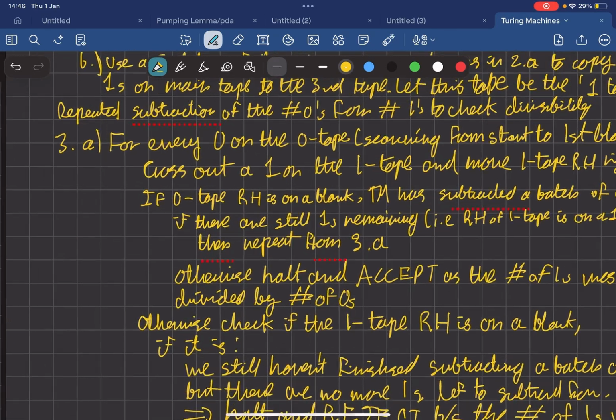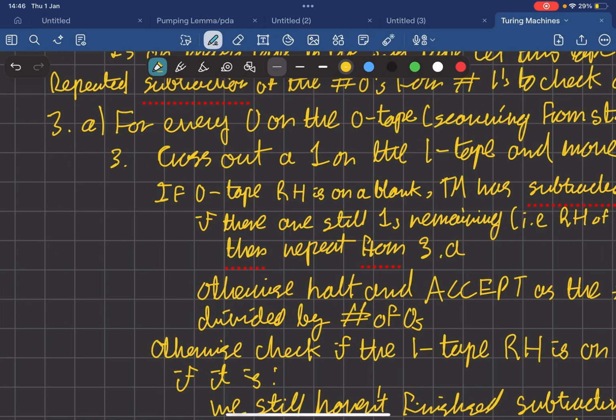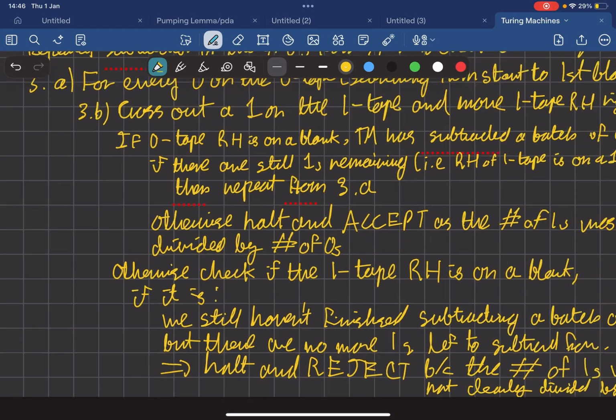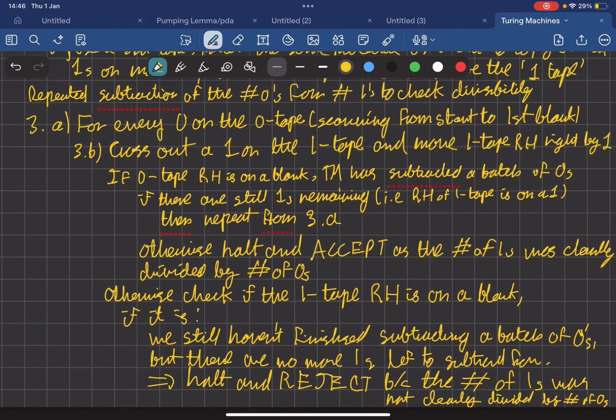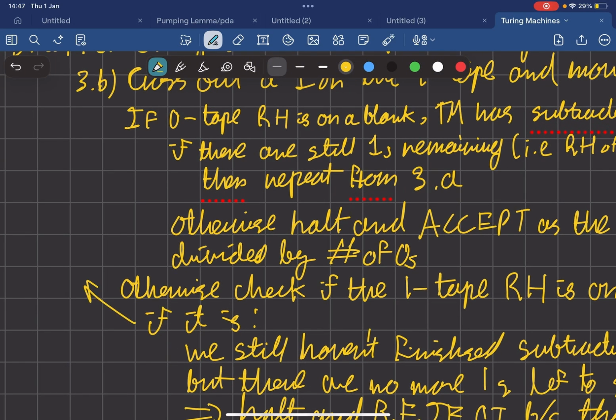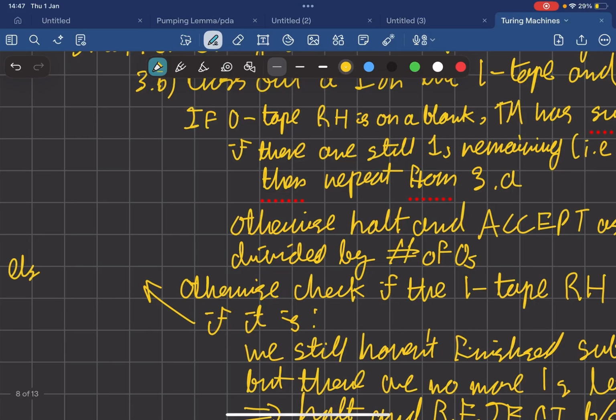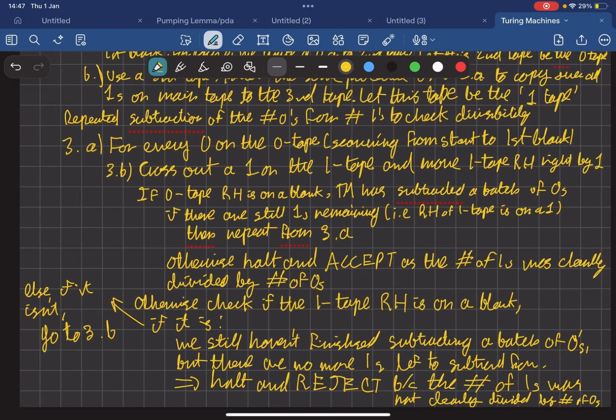So we should actually give this thing a name and then say that if the 1 tape readhead is not on a blank and the 0 tape readhead is also not on a blank, we want to just continue crossing stuff out. So let's say that otherwise, if it isn't, go to step 3.b. So that's 3.b.